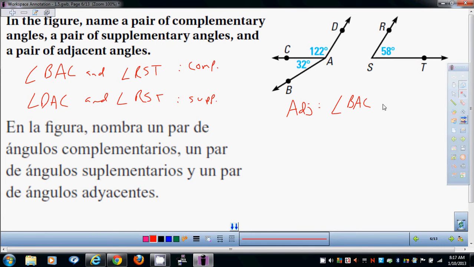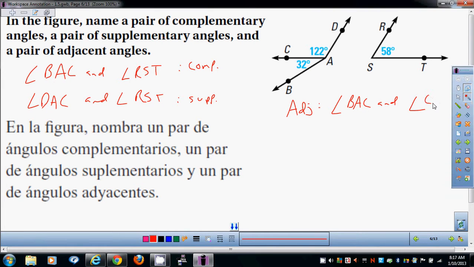BAC and what? Very good. CAD. What makes them adjacent? Right. They share a common side. They're neighbors to one another. When it comes to adjacent, you don't care what their measures are. It could be 1 and a billion, though that would be impossible. But it'd be like 1 and anything else, it doesn't matter what their measures are. All that matters is that they share a common side. Very good. Questions?